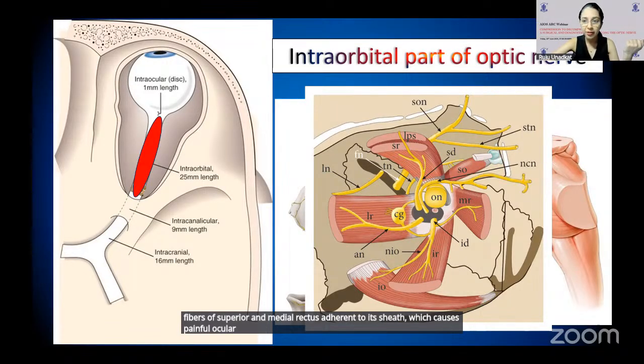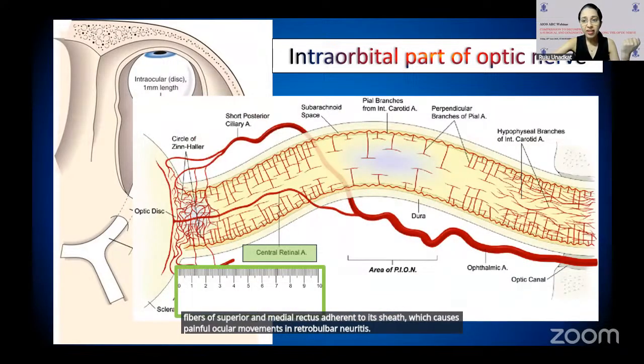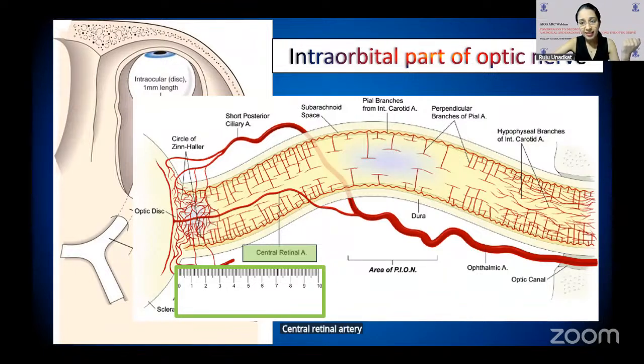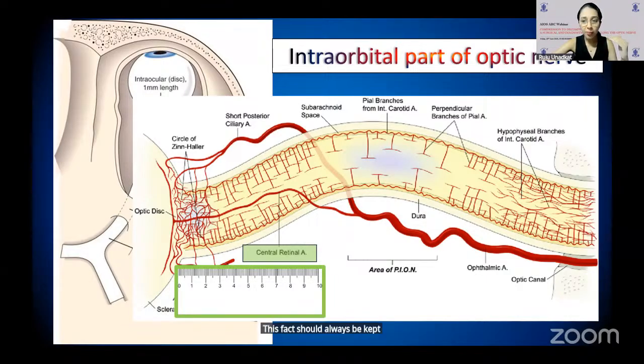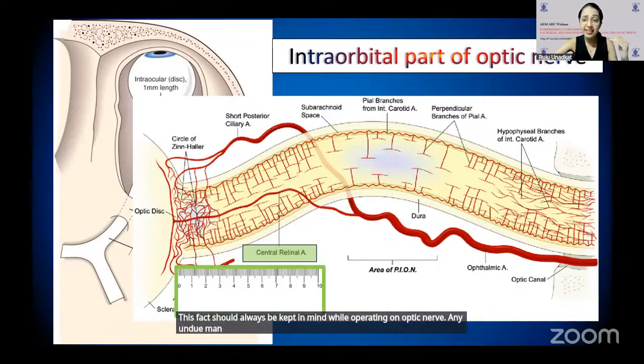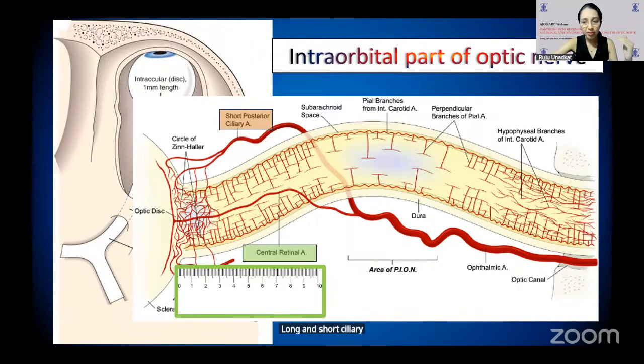which causes painful ocular movements in retrobulbar neuritis. The central retinal artery with vein enters the nerve on its inferomedial aspect about 10 millimeters from the eyeball. This fact should always be kept in mind while operating on the optic nerve. Any undue manipulation can result in CRAO. Long and short ciliary nerves and arteries surround the optic nerve before they enter the eyeball.